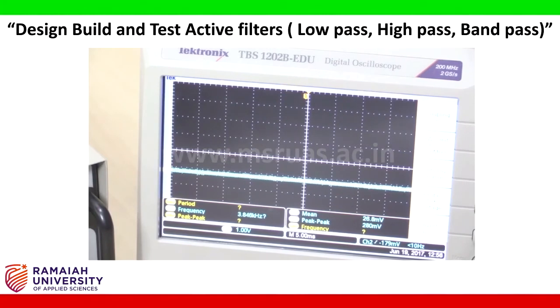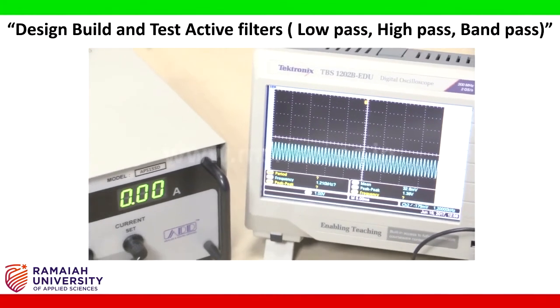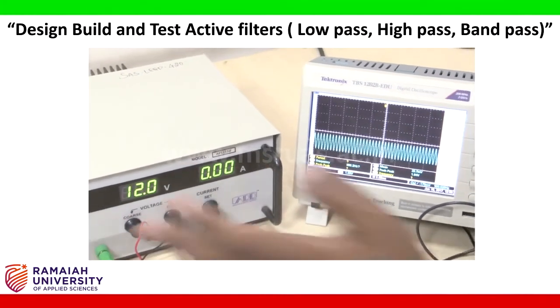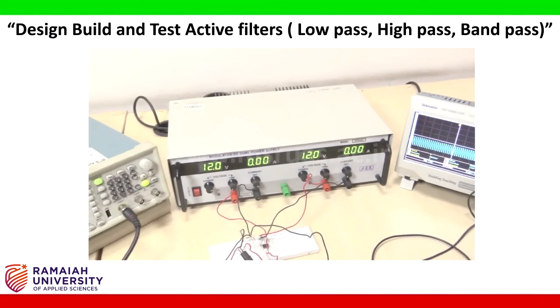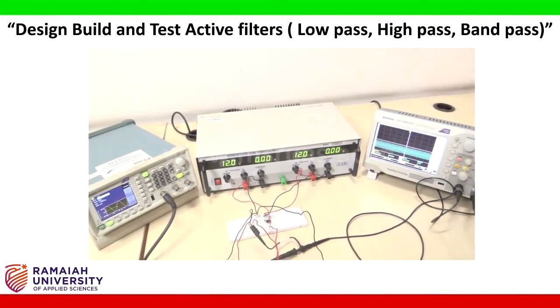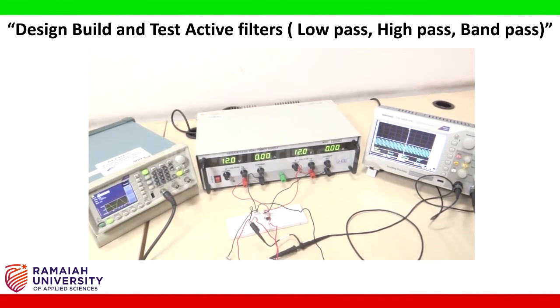So we can conclude that the low pass filter passes the signal up to some critical frequency. After that the output signal will get reduced. So here the critical frequency is 600 hertz, because after 600 hertz the output will get reduced. So this completes the experiment of low pass filter design.